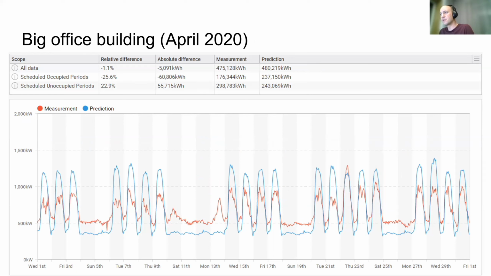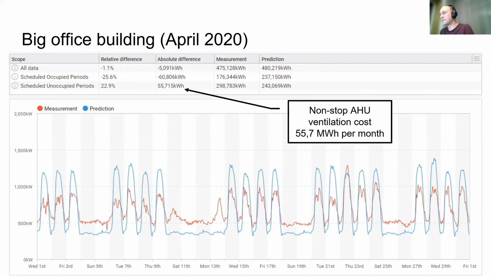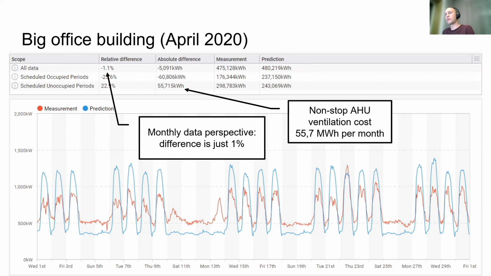And there is a summary table on top of this slide, and it provides us the answers to some questions that were raised. So we can easily estimate that during unoccupied periods, we can see an absolute difference of 55 megawatt hours of electrical energy. So this is our estimate of how much the non-stop air handling unit ventilation costs. And my favorite detail is this one. If you look at the total difference, it is just 1%. So if you use monthly data and, for example, this degree days method, you will come to the conclusion that the total difference in energy consumption is just 1%.